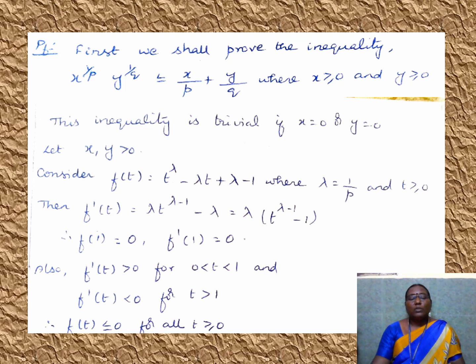And also we know that f dash of t is positive for 0 less than t less than 1. If you put any value of t between 0 and 1, then f dash of t will yield a positive answer, and it will yield a negative answer if t is greater than 1. So using these results, we conclude that f of t is less than or equal to 0 for all t greater than or equal to 0. For all positive t, we are getting the value of the function as negative.